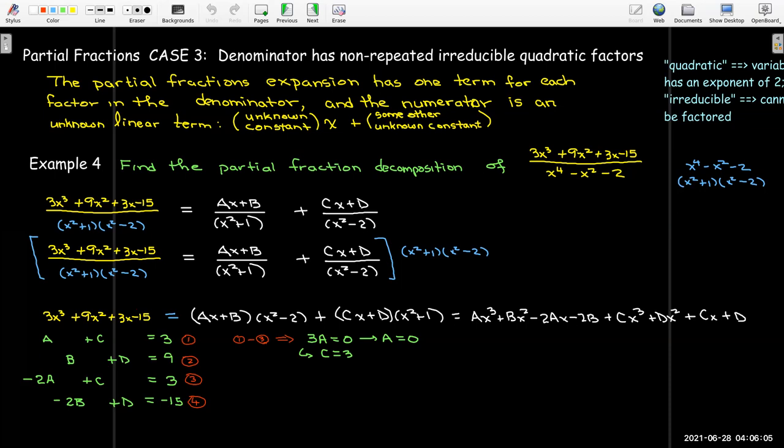So if I take equation 1 and subtract equation 3, I get 3a equals 0, a equals 0, which tells me c equals 3. And then if I take equation 2 and subtract equation 4, I get 3b equals 24, so b equals 8, which means d has to equal 1. So now that I know the values for a, b, c, and d, I can write out the partial fractions decomposition.